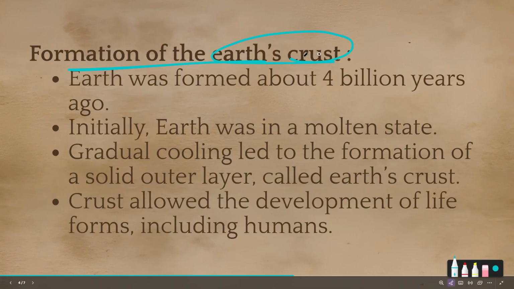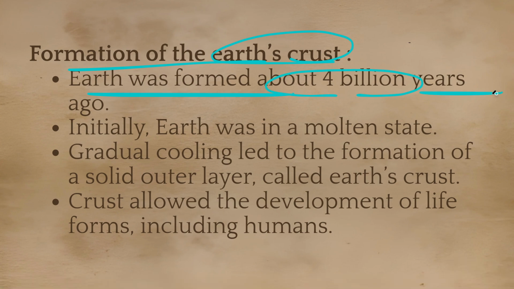Formation of the earth's crust. The earth was formed about 4 billion years ago. Initially the earth was in a molten state, in a liquid state. Gradual cooling led to the formation of a solid outer layer called the earth's crust.